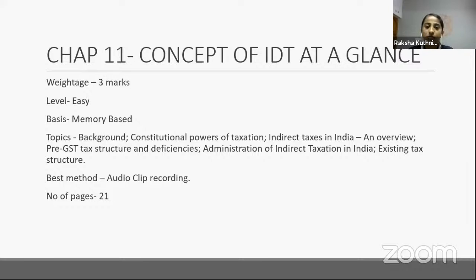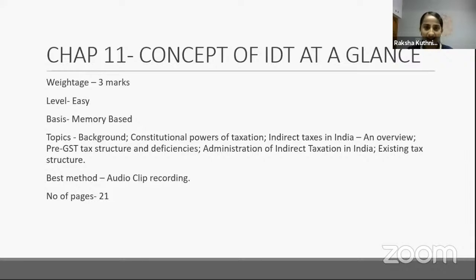Coming to chapter number 11, what is it about? Before GST, what was the system existing? What were the milestones that were covered? How GST has been brought about, how the seed of GST was sown, and how it was implemented. All these stories they've told you.